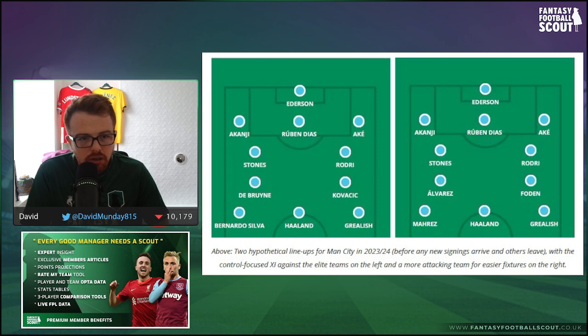So left-hand side, control-based 11: Ederson, Ake, Diaz, Akanji, with Stones and Rodri anchoring midfield. Then De Bruyne and Kovacic as the two number 8s. Bernardo Silva and Grealish on the wings. And then Haaland up front. And then for the attacking one, Guardiola would be able to keep the same back 6: Ederson, Ake, Diaz, Akanji, Rodri, and Stones.